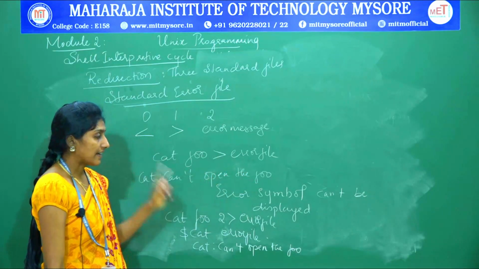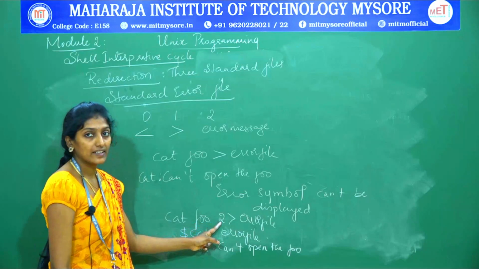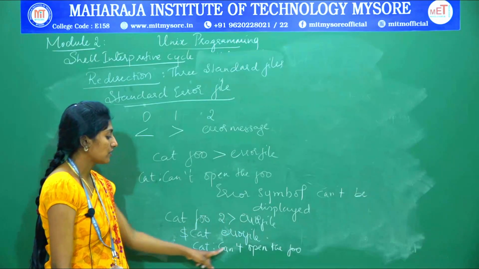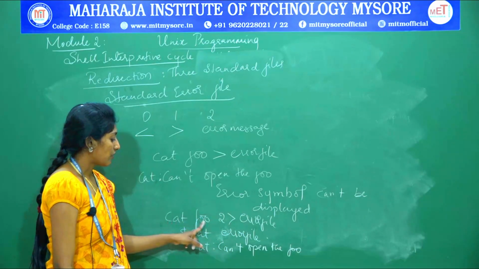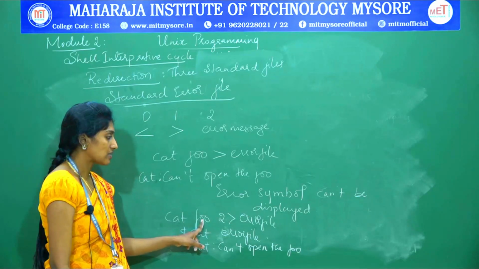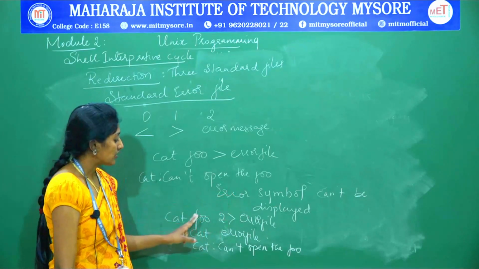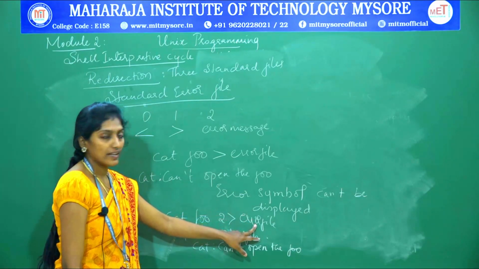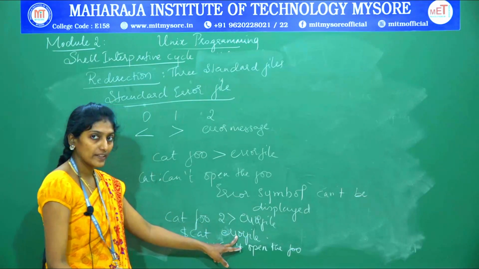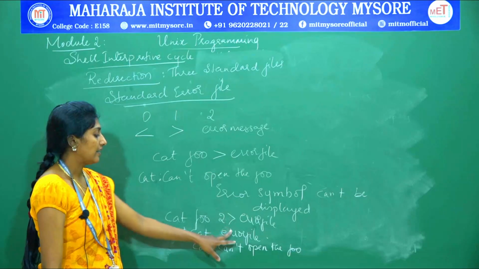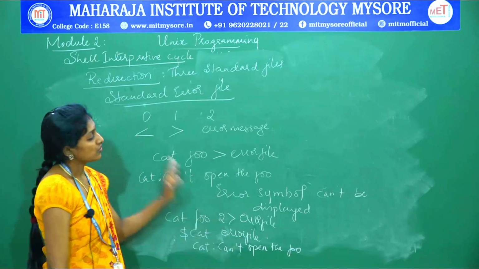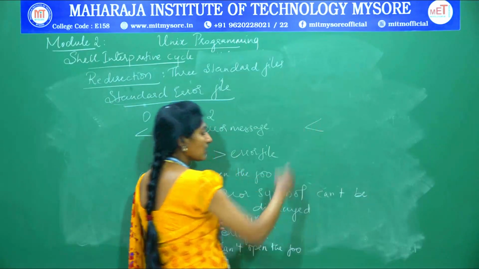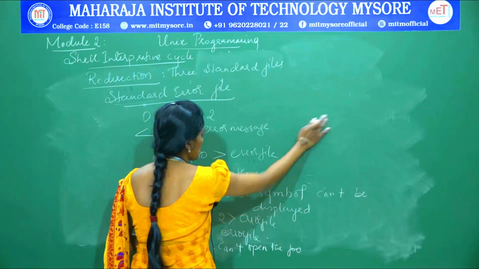So at that time you always have to prefix the standard error file descriptor number, that is 2 greater than error file. At that time it is going to copy the error message after executing cat foo, that is, can't open the foo. That output message will be copied to the error file, and if you want to know whether it has been copied or not, just execute cat error file. It will show you like this. So this is about your standard error file. Likewise, you can use less than for the standard input also.